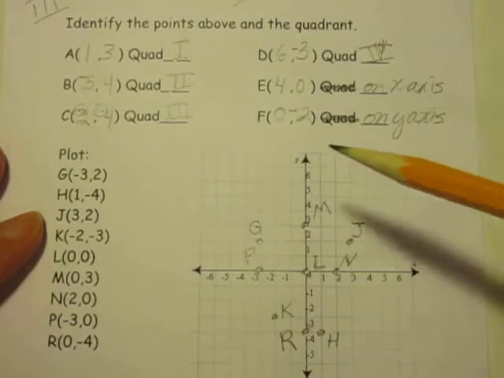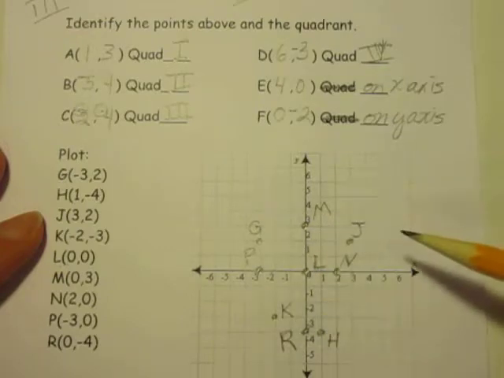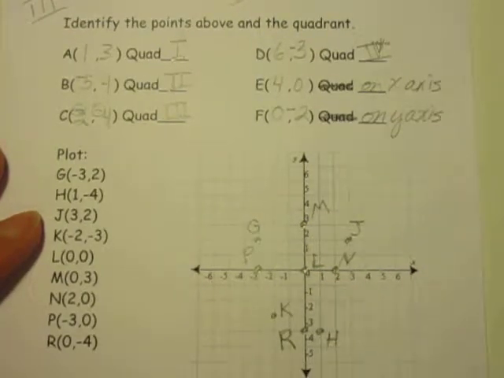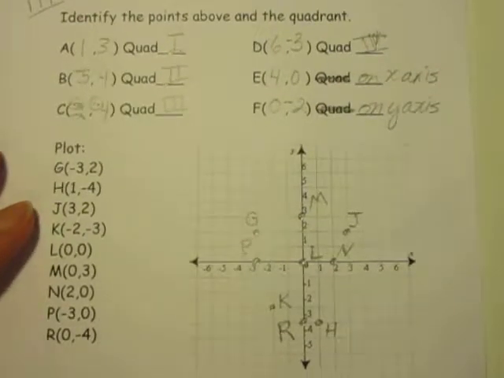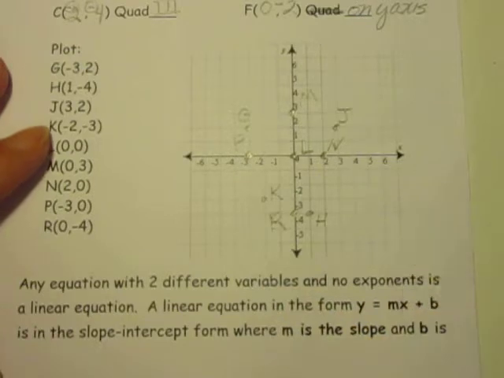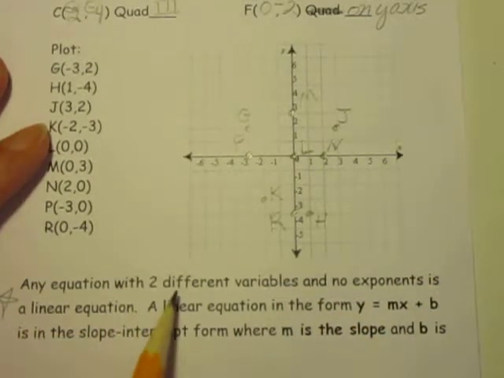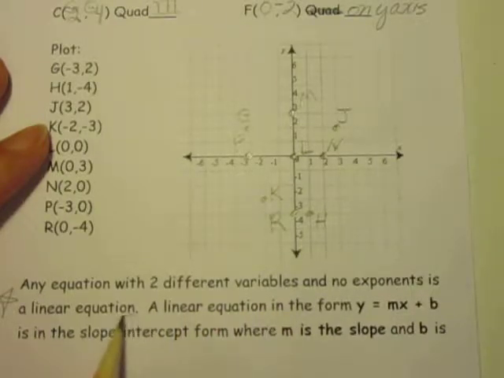Okay, now that we're comfortable with the XY coordinate system and looking at points plotted on the XY coordinate system, now we're going to move on and look at graphing linear equations on the XY coordinate system. So I want to look at some of this verbiage I have down here in my notes. Any equation with two different variables and no exponents is a linear equation.